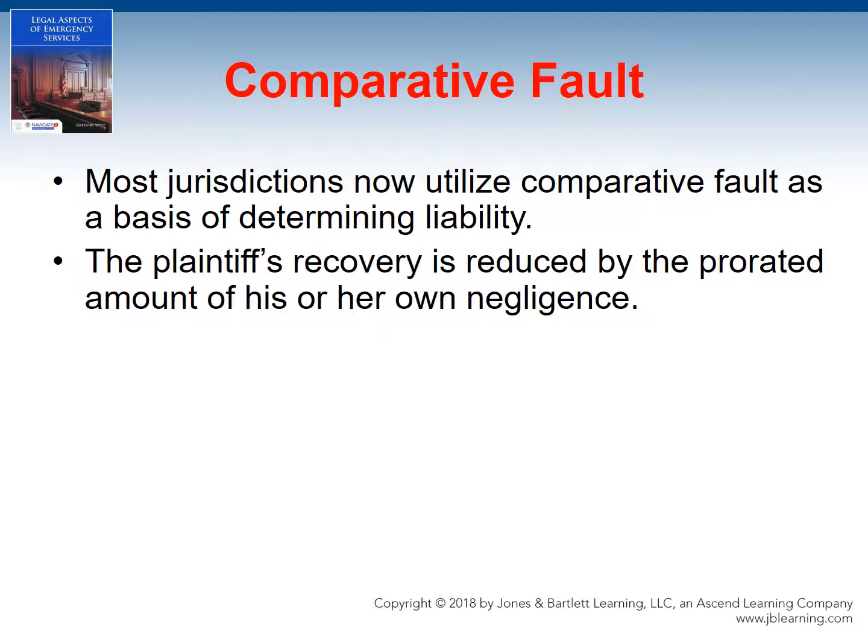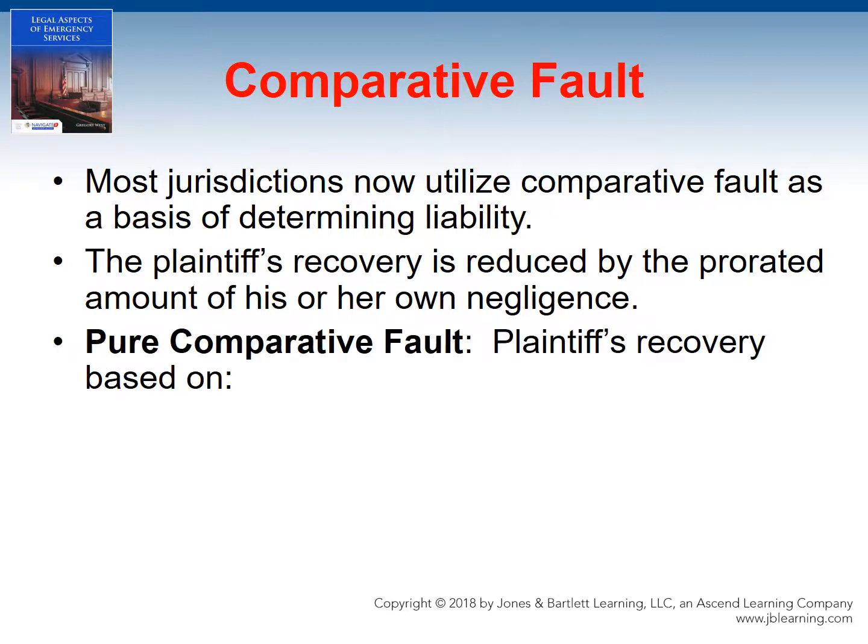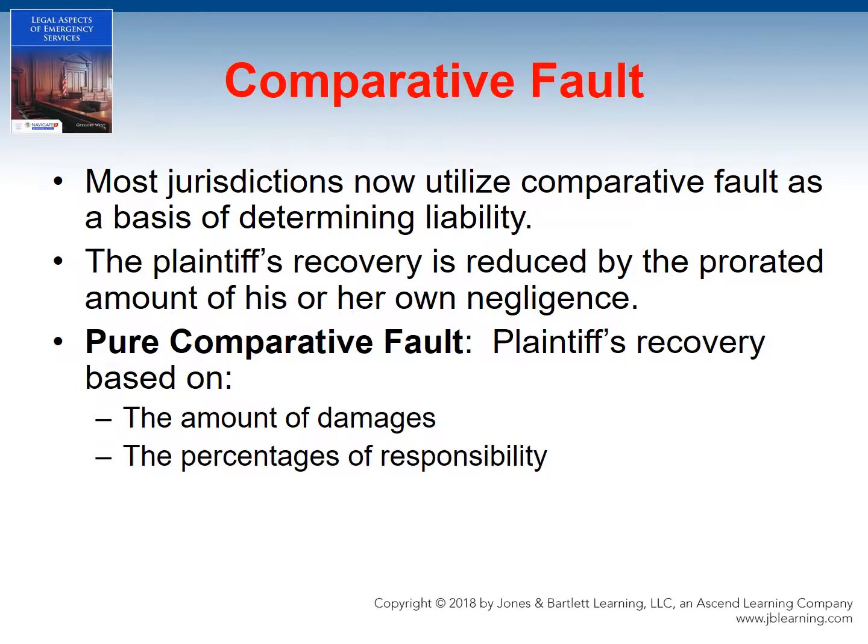Within the doctrine of comparative fault are two different models. The first is called pure comparative fault, in which the plaintiff's recovery is based upon the total amount of damages and the various percentages of responsibility for each party. Let's take our previous example and switch the percentages of responsibility around. Rather than only being 1% at fault for his or her own injuries, assume for a moment that the court determines the plaintiff is 99% at fault for his or her own injuries. Given $100,000 in damages, the plaintiff may still recover 1% or $1,000 from the defendant, even though the plaintiff was more responsible for his or her own injuries than the defendant.